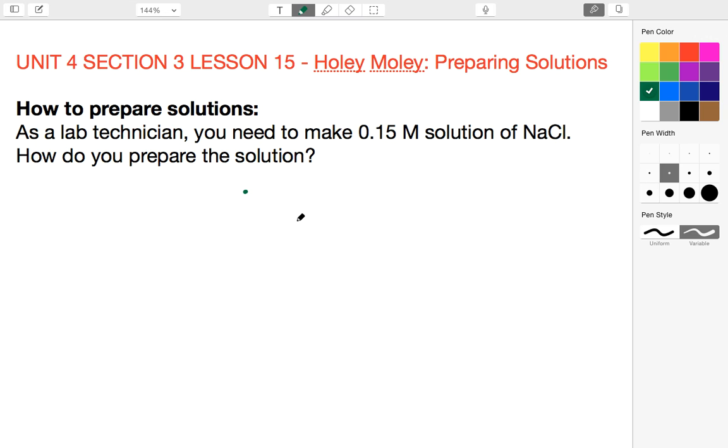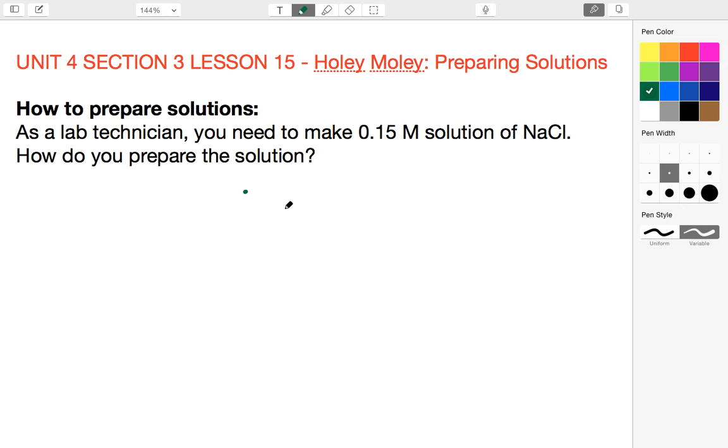This is Unit 4, Section 3, Lesson 15, Holy Moly, Preparing Solutions. So today we're going to talk about how to prepare solutions, which is probably one of the most useful things you will learn, especially if you want to become a lab technician, a nurse, a doctor, basically anything related to the medical field and make lots of money or do it for the passion and the love, as you always should. Anyways, how to prepare solutions.